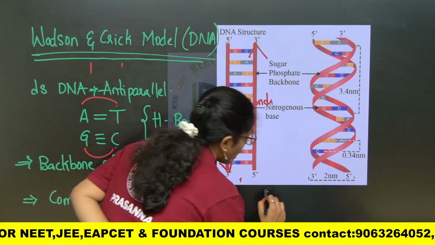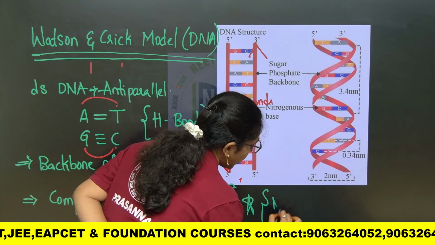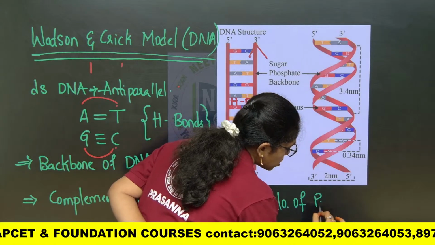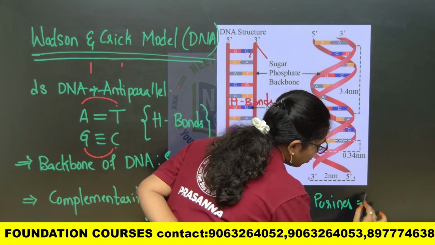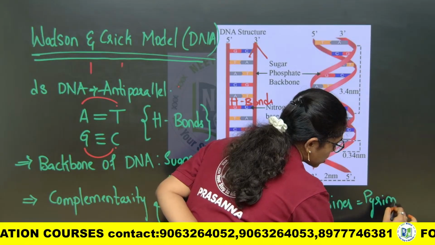So, he said that the number of purines is equal to the number of pyrimidines in a double stranded DNA. Okay. So, what is the most important point here? Number of purines is equal to number of pyrimidines.